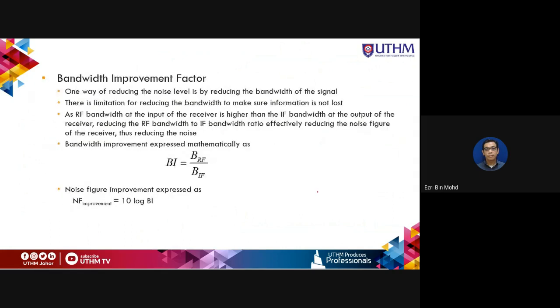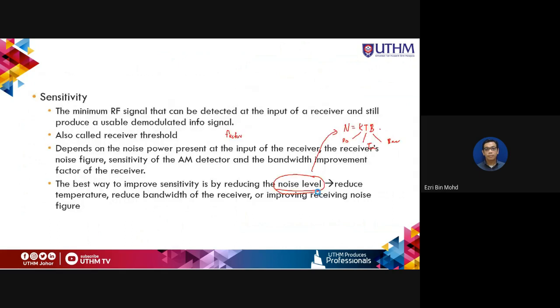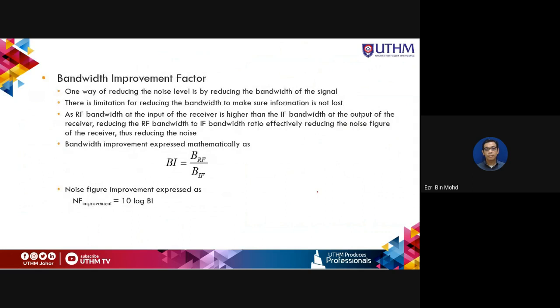Bandwidth improvement factor. One way of reducing the noise level is by reducing the bandwidth of the signal. Reducing the bandwidth can also reduce the noise power. But there is a limitation for reducing the bandwidth, to make sure information is not lost.